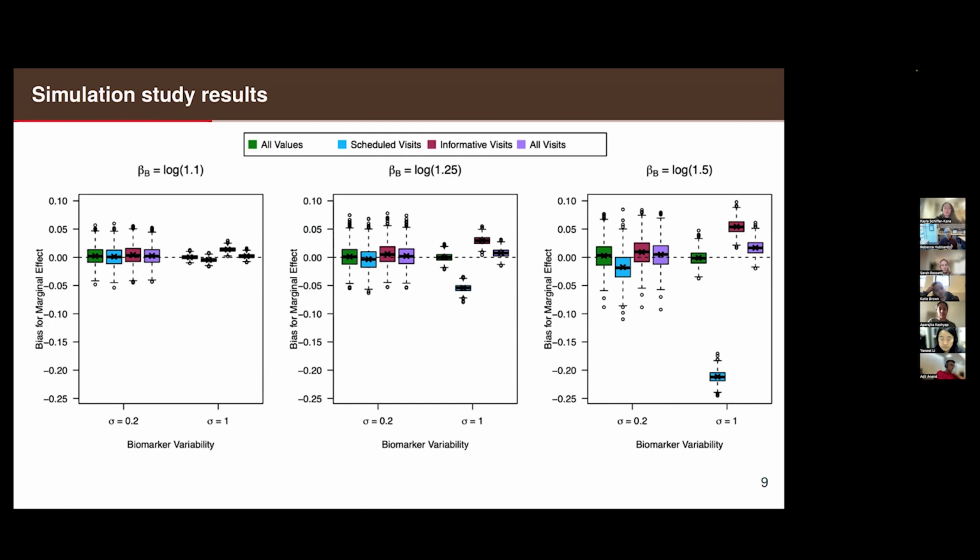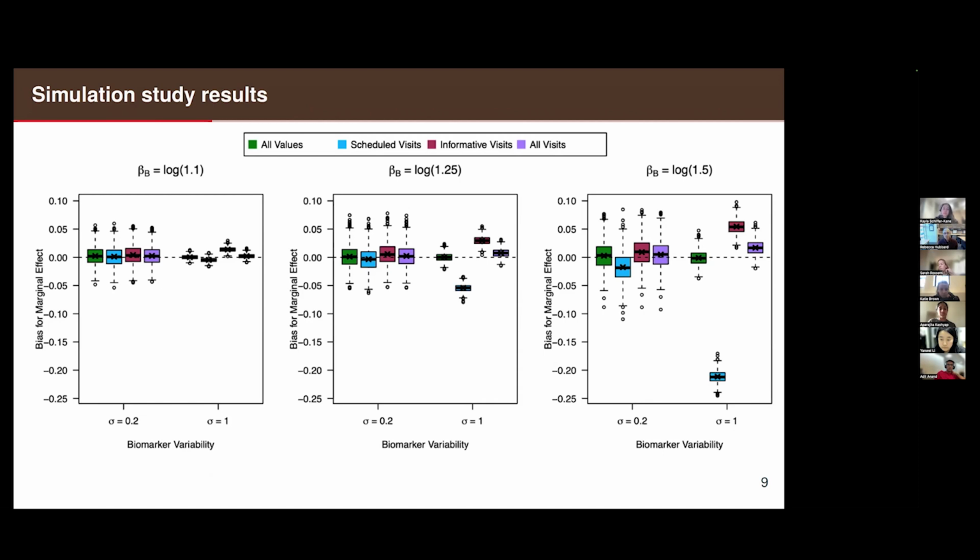Scheduled visits are just the non-informative visits that everyone makes according to the same rate of visiting. So the blue box plots are based on just analyzing the non-informative visits. The red box plot is based on just analyzing the informative visits, and the purple is based on putting them both together. So in practice, in the EHR, we usually can't distinguish which visits were informative and which visits were non-informative. So the purple is most representative of what we would be doing in the real world.